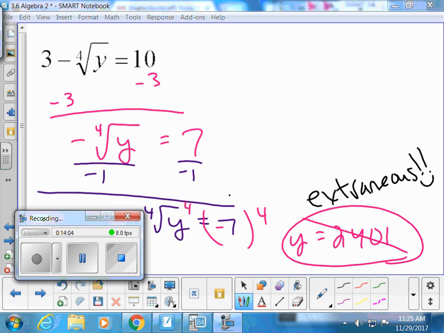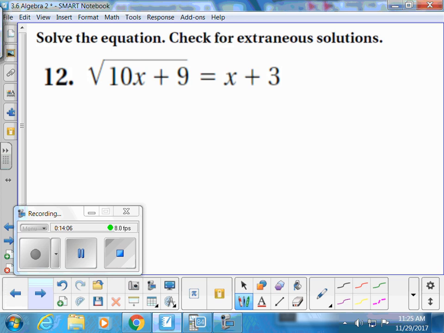All right, our next problem is probably going to be our most challenging problem of the day because it involves a little bit of foiling. So go ahead and write it down.